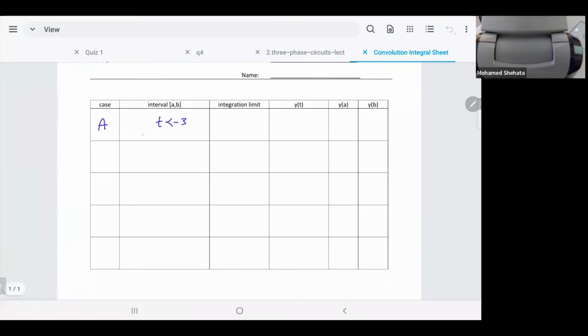So if you wish, you can write like this, from -infinity to -3. If you know how to make it up, but that's okay. The first stage, t less than -3. What is the integration limit? You don't do integration. The value is 0. What's ya and yb? That's a and that's b. It's 0 everywhere. That's the first row. Always is really easy. You understand now how you do the table.